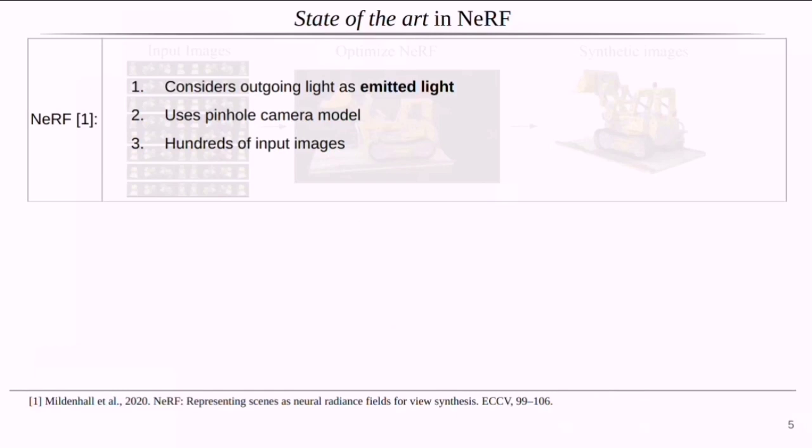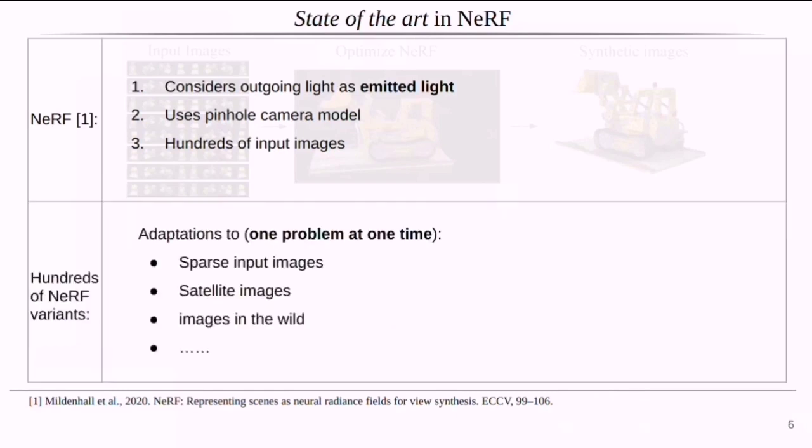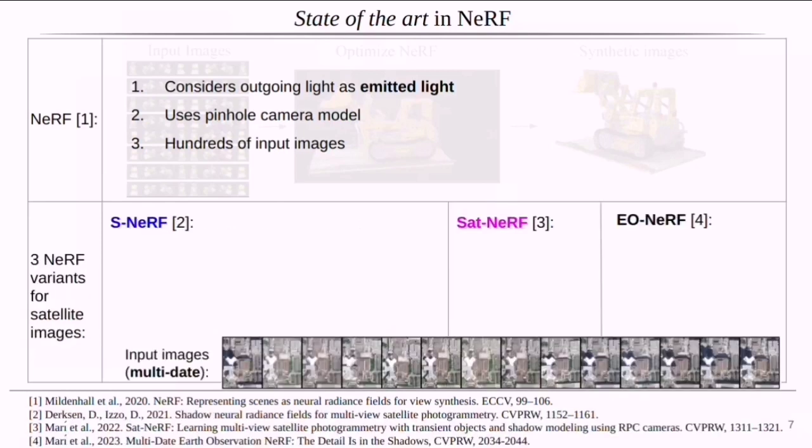After that, there are a lot of NeRF variants to overcome different shortcomings of the original NeRF, one problem at a time. For example, to make it work on sparse input images, on satellite images, on images in the wild, and so on. When we focus on NeRF variants that adapt NeRF to satellite images, there are only 3 publications, including S-NeRF, SAT-NeRF, and EO-NeRF.